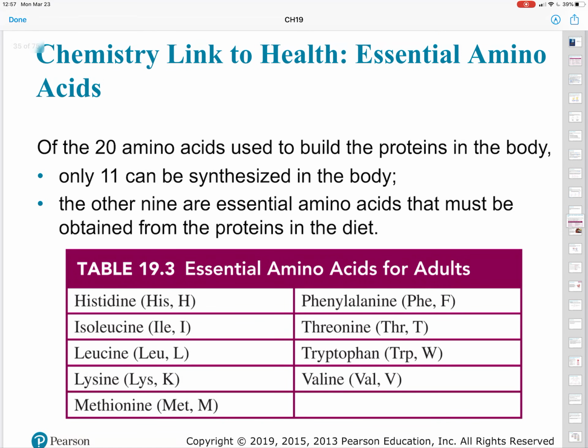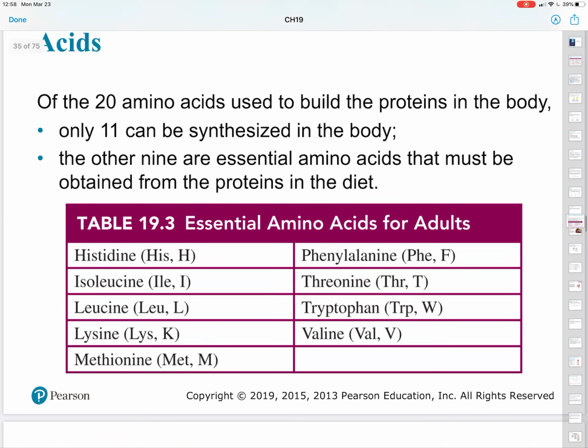Okay. As far as essentials go, some of these can be made by our own body, so they're non-essential. The ones that we can't make, we have to get from our diet. These are the essential ones. There's 9. Histidine, isoleucine, leucine, lysine, methionine, phenylalanine, threonine, tryptophan, valine. We get these from our diets.